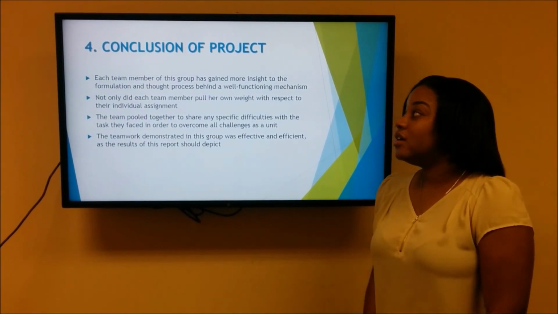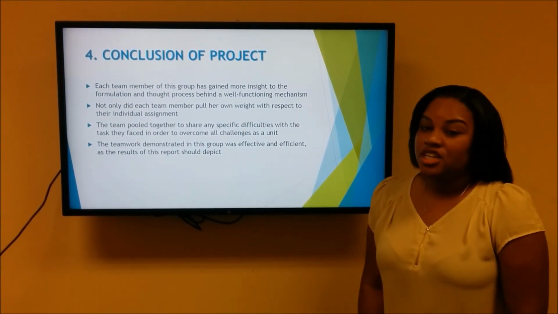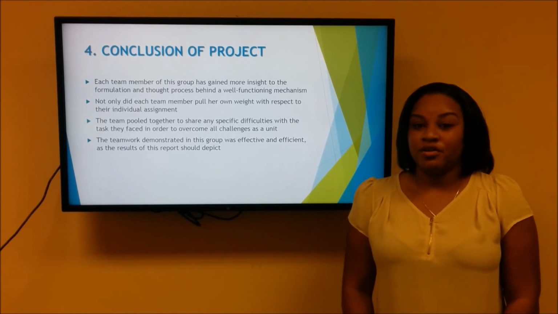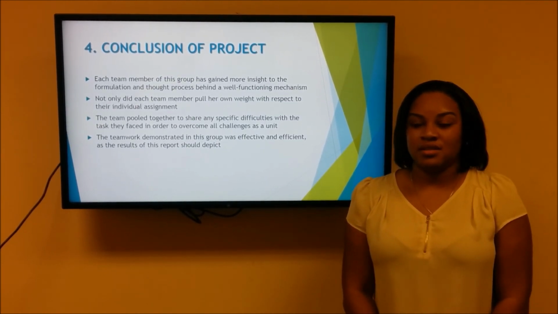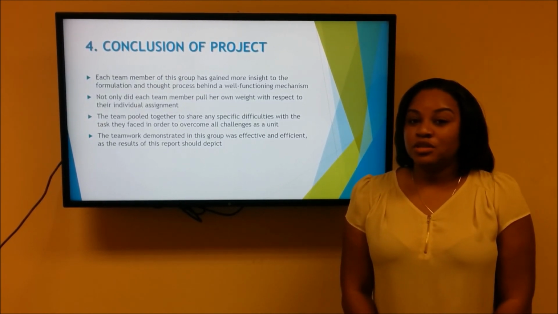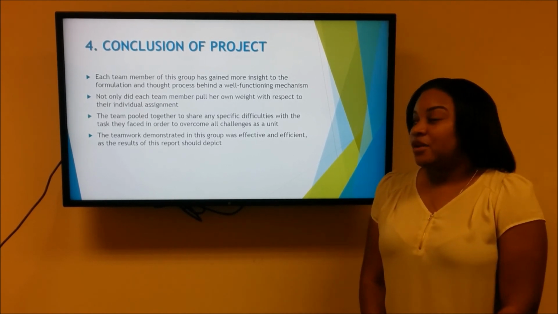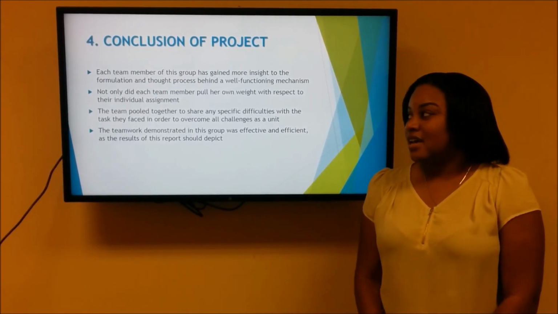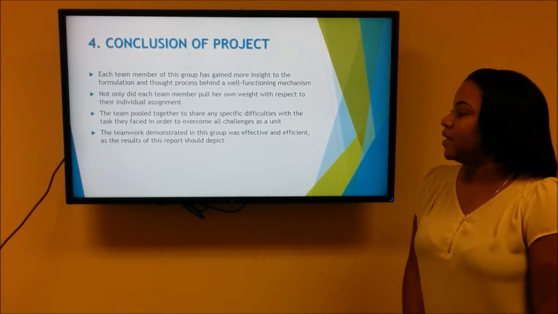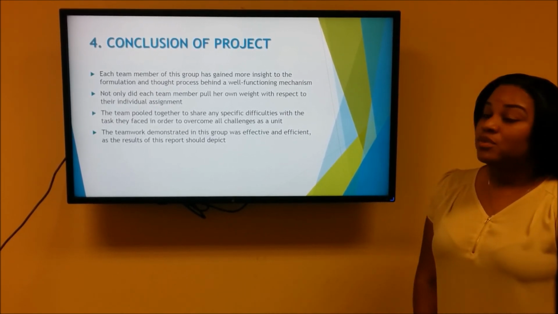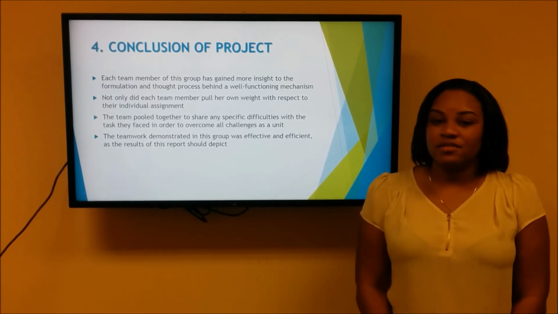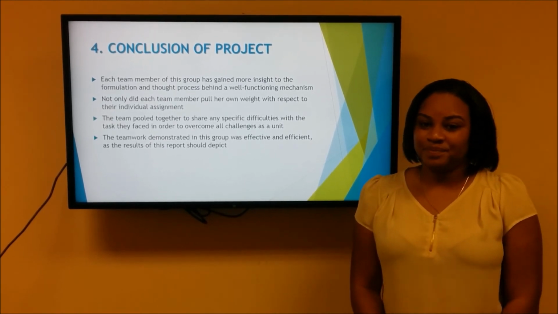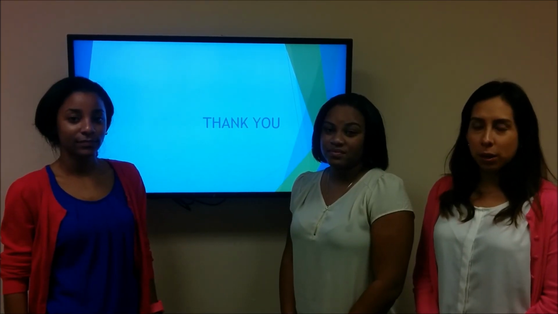Now we will have the overall conclusion of the project. Each team member contributed a great deal in making this project a success. Each team member was able to pull her own weight, and if anyone's faced any specific problem, we were able to share insights and able to overcome these problems. The teamwork demonstrated in this group was effective and efficient, and the results of this report should prove just that. We want to thank you for your time and hope you enjoyed our presentation.